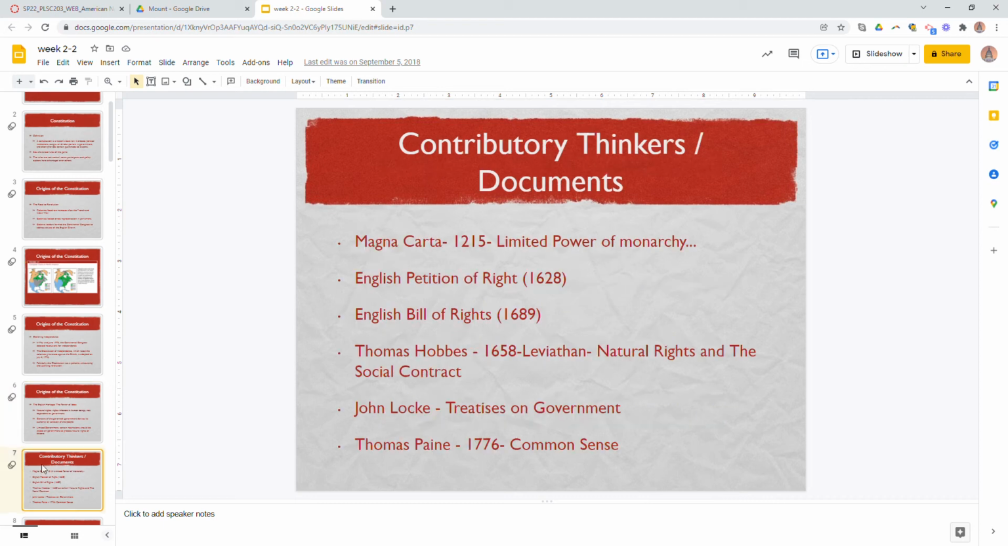Okay. So these are some of the documents and contributory thinkers to what eventually becomes the Revolutionary Era and then the Constitution. We go all the way back to 1215 with the Magna Carta, which is one of the first documents that sets the idea that the king has limited powers. Okay, we understand individual rights through the British Petition of Right and the British Bill of Rights.